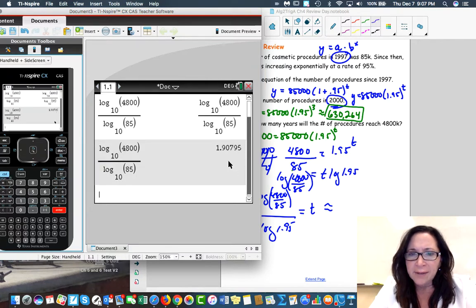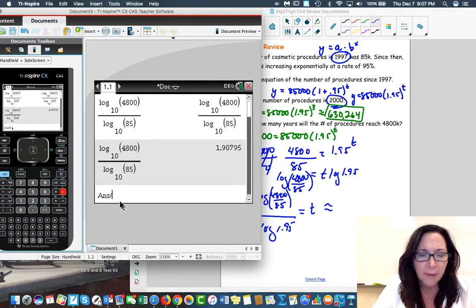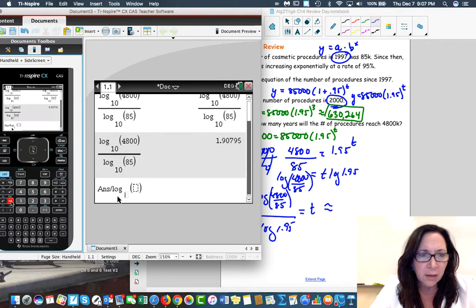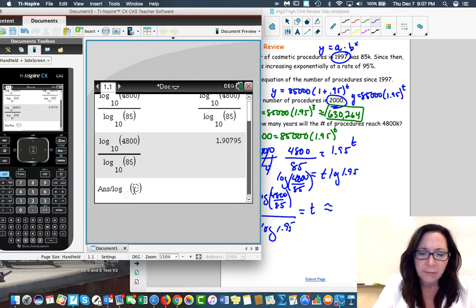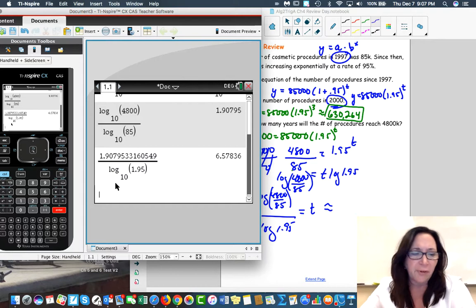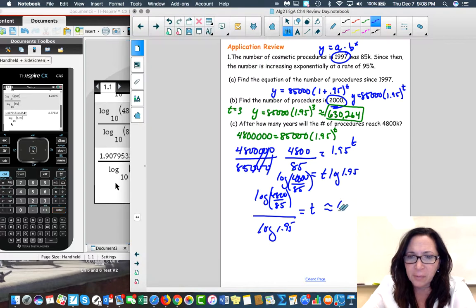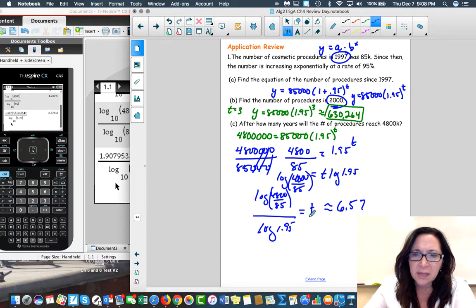And so we have 1.907, and that number is actually going to be divided by log base 10 of 1.95. So we're going to go log base 10 of 1.95, arrow over, enter. So I get 6.57. So approximately 6.57. So what that means is that's my answer, but it also means that it's almost 7 years is what it means.